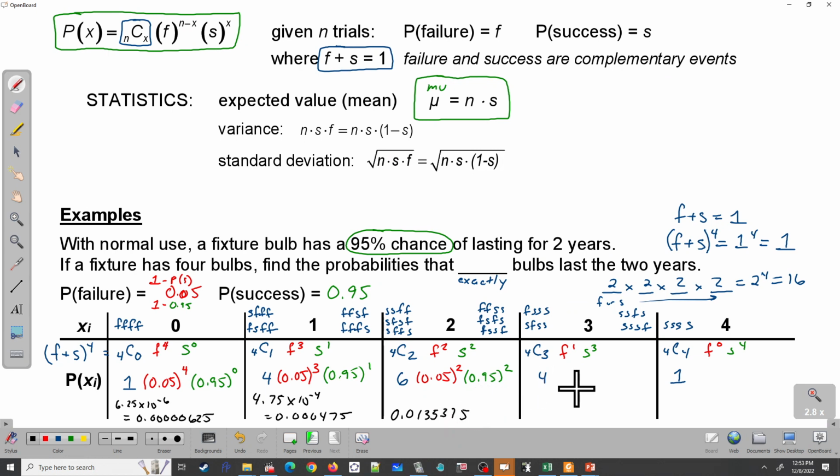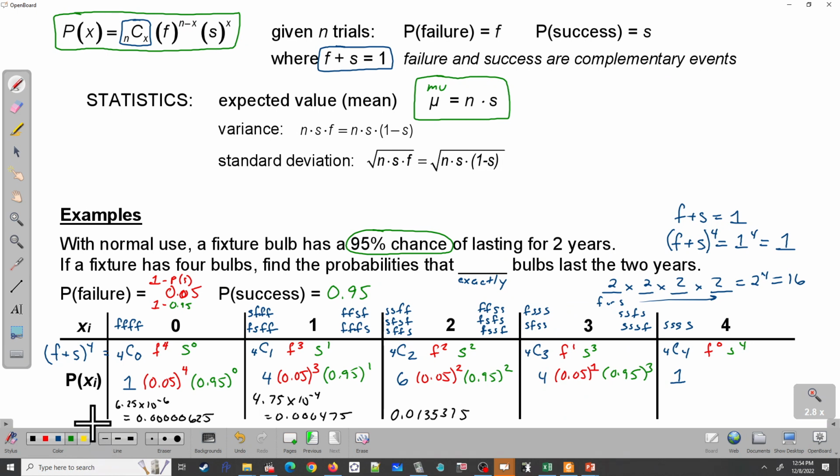So somewhere between 1 out of 100 or 2 out of 100 times we run this experiment, we should get exactly 2 bulbs to be good and 2 bulbs to be bad. We're going to finish this up. 0.05 is going to be raised to the 3rd power because, I went backwards. Let's try it again. 0.05 is raised to the 1st power. It's the successes, 0.95, that's raised to the 3rd power because it's a success that happens 3 times.